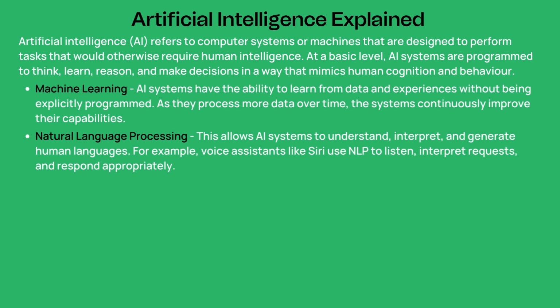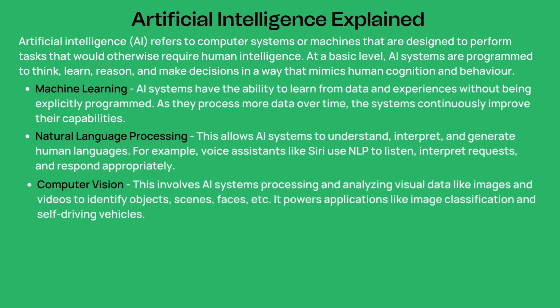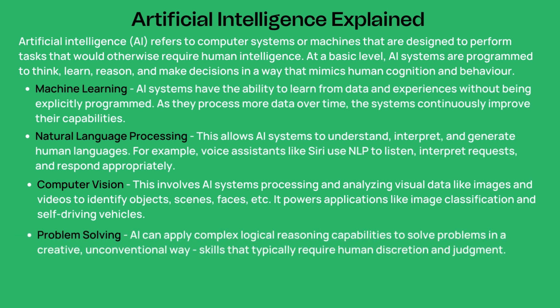Next key aspect is computer vision. Now this involves AI systems processing and analyzing visual data, like images and videos, to identify objects, scenes and faces, and so on. It powers applications like image classification and self-driving vehicles. Lastly, we have problem solving. AI can apply complex logical reasoning capabilities to solve problems in a creative, unconventional way. Skills that typically require human discretion and judgment.